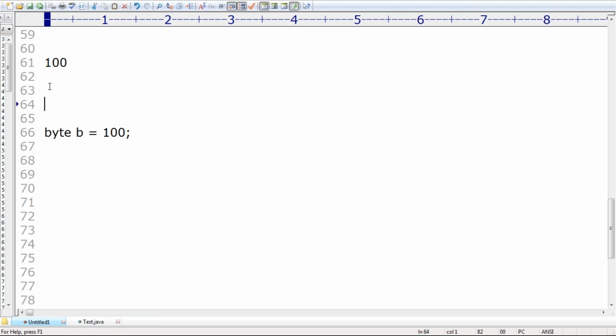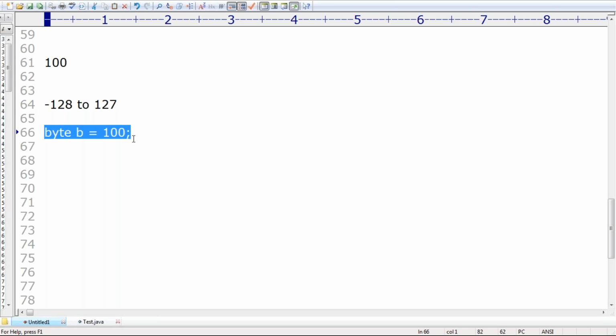Can you please tell what is the range of byte? Minus 128 to 127. This is the range. So now I'm assigning an integral literal to the byte and the value is within the range of byte. Is it allowed or not?